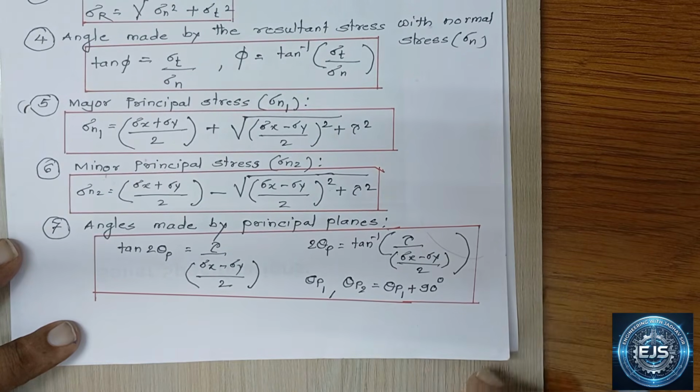Out of the two principal planes, one plane is called a major principal plane on which major principal stress, that is sigma n1 acts, and another principal plane is a minor principal plane on which minor principal stress sigma n2 acts.